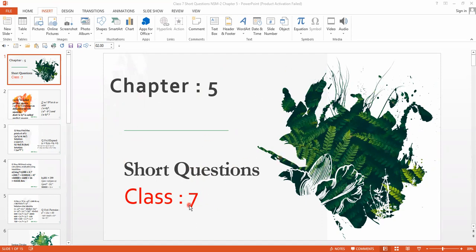Chapter number 5 is related to expansion and factorization. And I think all of you know, after reading the main points with understanding, that factorization is the reverse of expansion. Good. And we can say expansion is the reverse of factorization. Okay, now we can move towards the short questions.